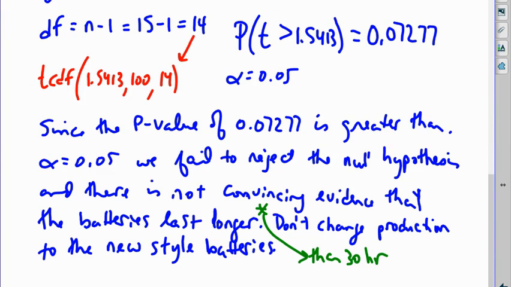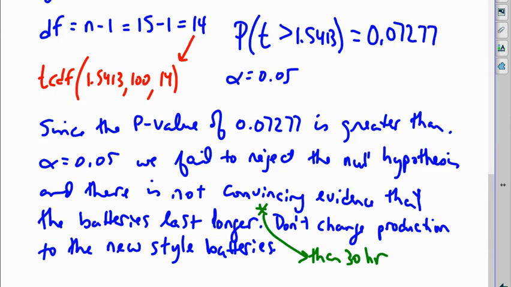And so hopefully we've made the right decision, and that's the decision we're making. But if you wanted to think about what type of error may have occurred in this situation, because we failed to reject, the only other possibility would be type 2 error. We definitely didn't do type 1 error.